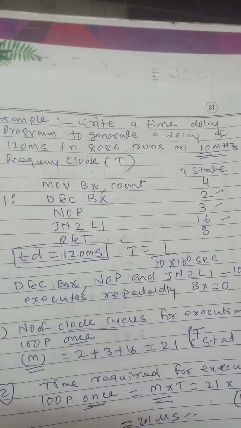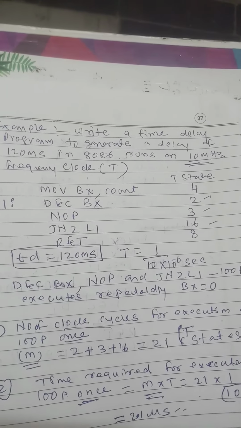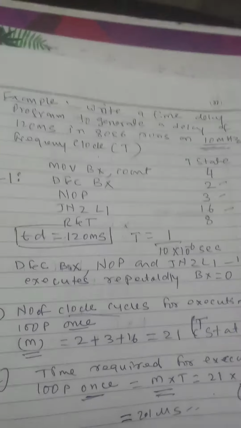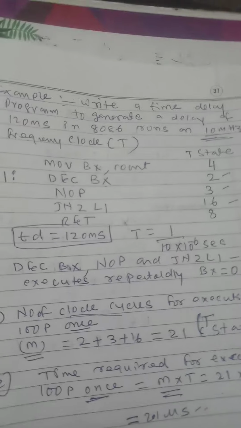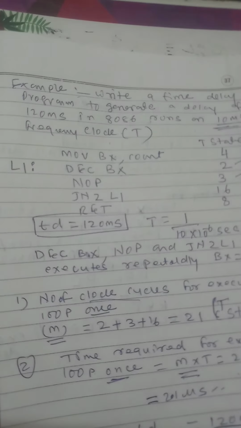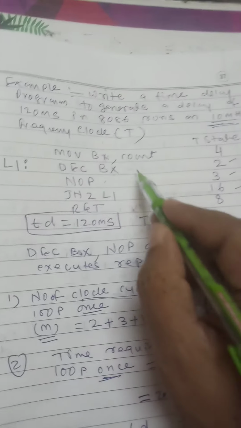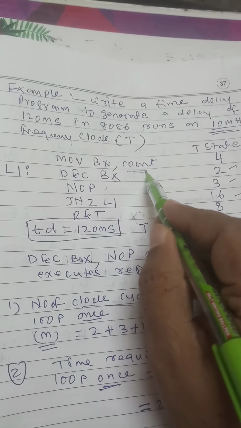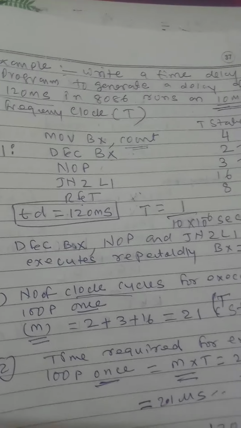This is a very important example. Write a time delay program to generate a delay of 120 milliseconds in 8086, running on 10 megahertz. The code is like this: MOV BX, COUNT. We have to find the count here. This code uses the count, which we have to calculate, and if we put that count in, it will generate a delay of 120 milliseconds.